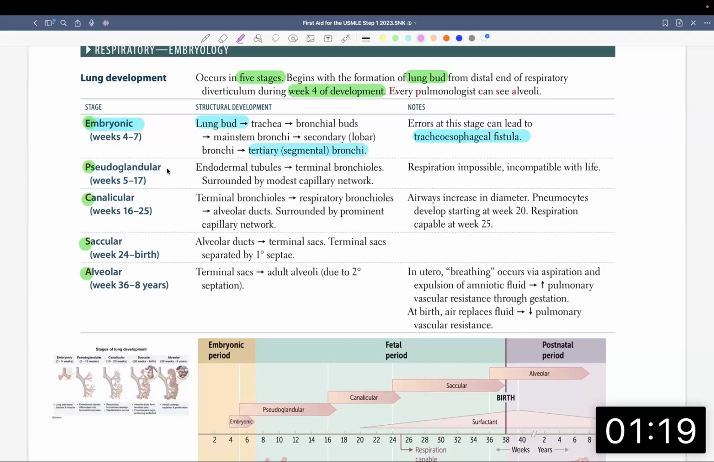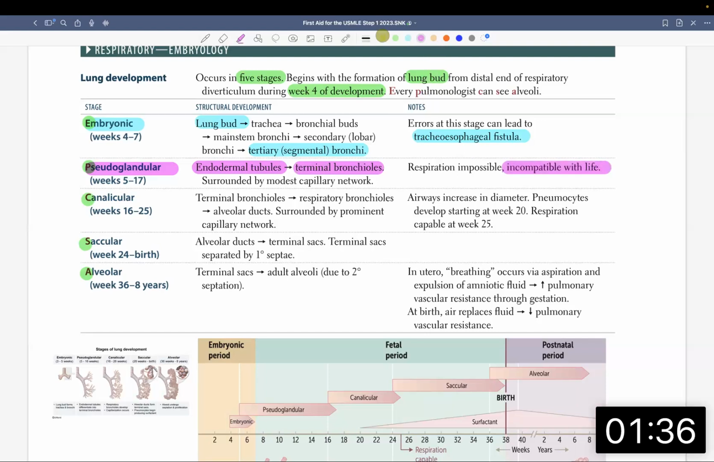Then we have the pseudoglandular phase. Here we have endodermal tubules differentiating into terminal bronchioles. So these terminal ending branches are formed at the second stage, weeks 5 to 17. Surrounded by a modest capillary network, respiration is impossible and incompatible with life.